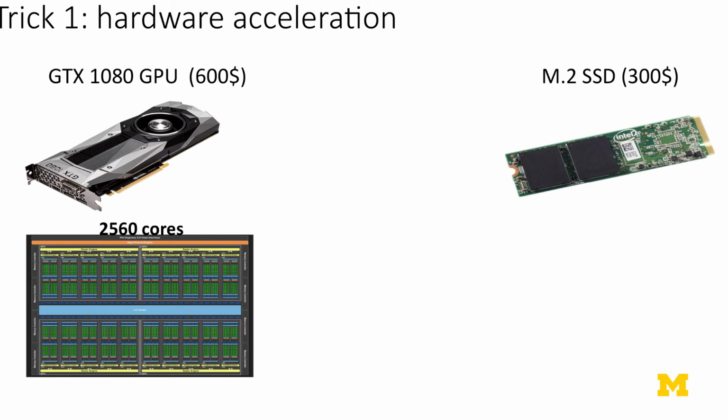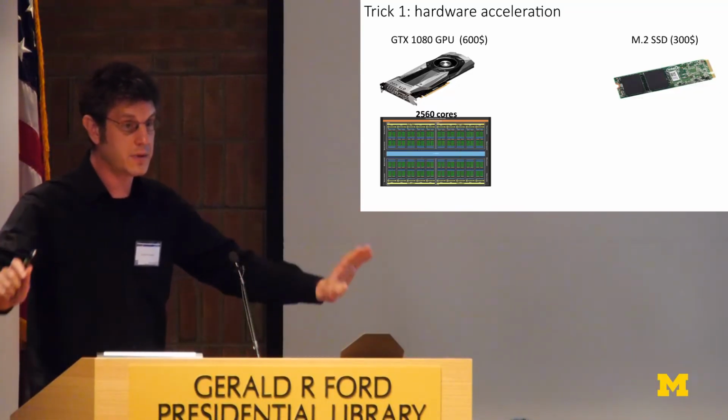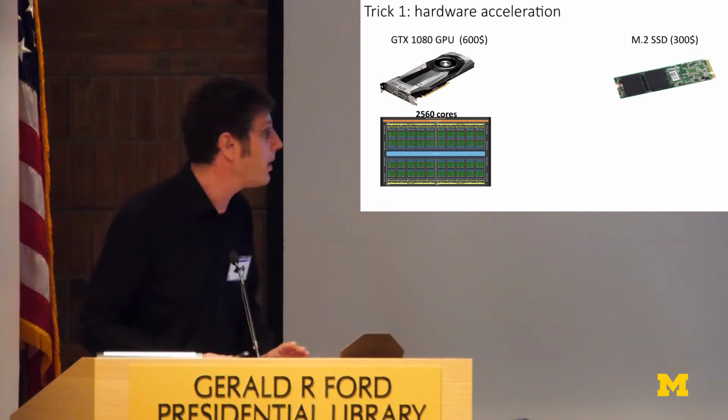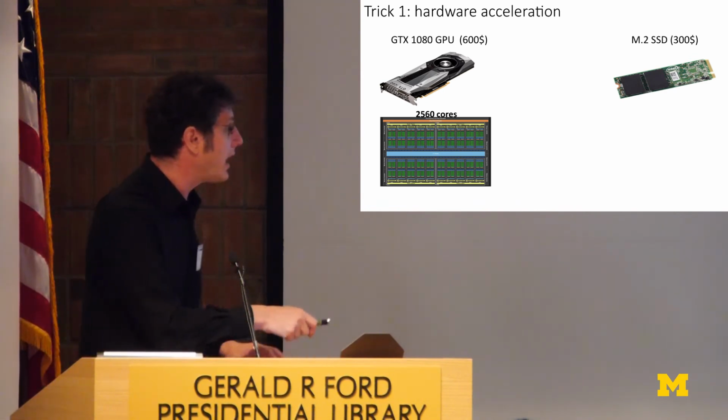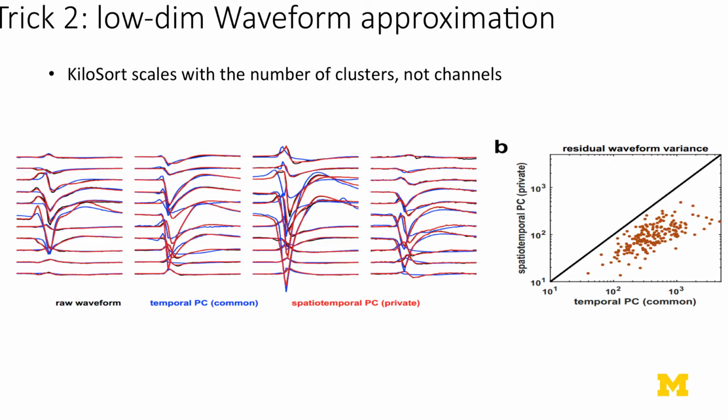It's a consumer-grade GPU card that you can get for a few $100s. There's actually a better one coming out pretty soon, and a solid-state disk. That's all that's needed. It's a consumer gaming system, and because it's programmed in CUDA, it runs much faster on the GPU. The second trick is a very clever piece of math, which is about how you compress this very high-dimensional signal into a smaller dimensional signal.